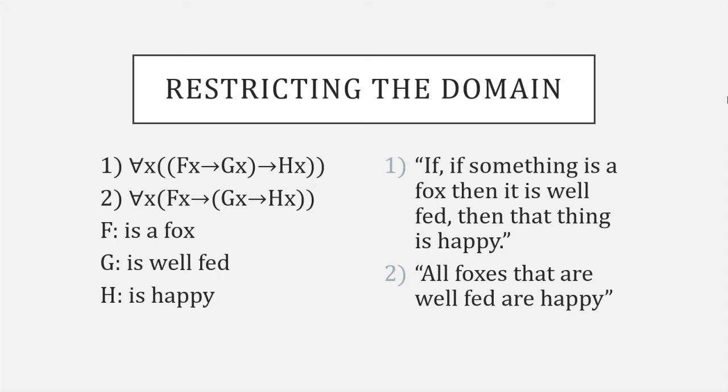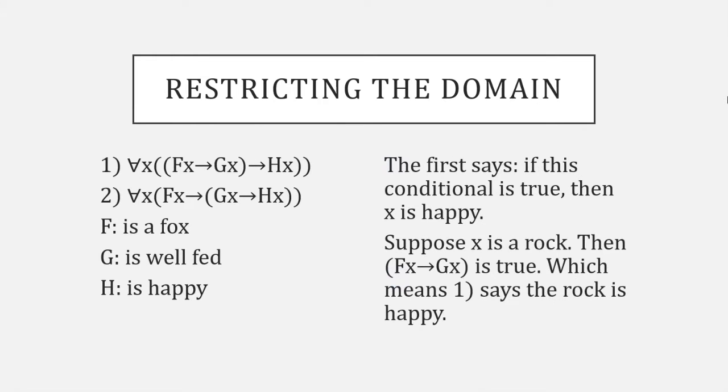So the second one narrows down the scope of the discussion. The first one is just really weird. It's not the kind of sentence you'd say in English. And I want to point out the following to you. The first one says, if this conditional is true, then the object x is happy. Which means that if x is a rock, or this mouse, or any random object that's not a fox, the first conditional comes out as true, right? Because the antecedent is false. Anytime the antecedent of a conditional is false, the whole conditional is true.